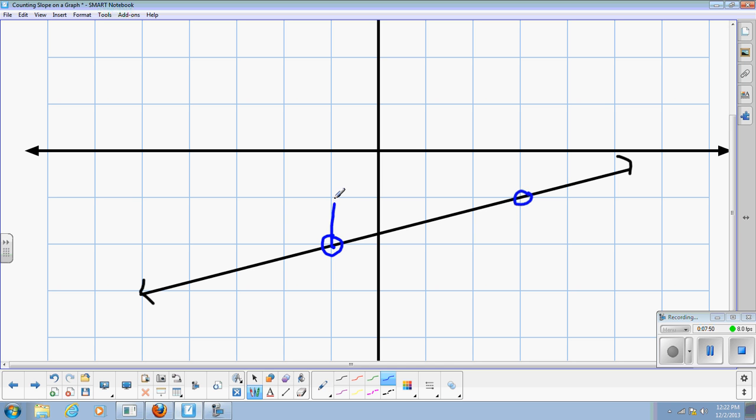So I go up here and say, it looks like I have to count 1 space going up. And how many spaces do I count to the right? 1, 2, 3, 4. So I have 4 spaces that go to the right. So what is my slope? I say my slope, M, equals 1 over 4. You will get some fractions. 1 over 4 stays 1/4.